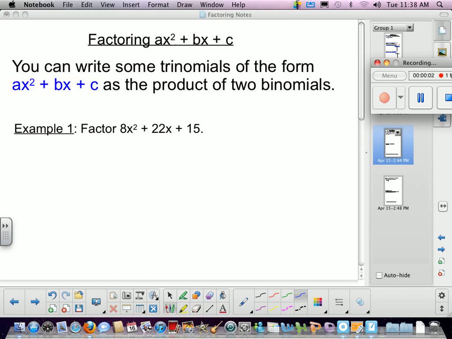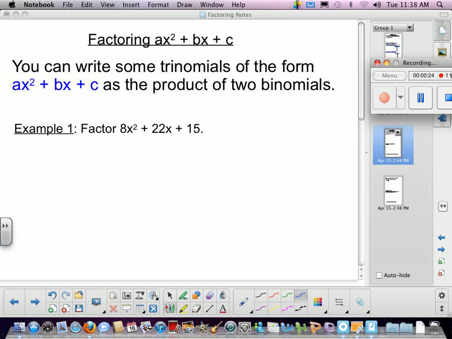Alright, so this is a lesson on factoring the trinomial ax squared plus bx plus c. We can write some trinomials of the form ax squared plus bx plus c as the product of two binomials. Not all trinomials can be factored this way, but for this lesson we're going to focus on the ones that can be factored this way.